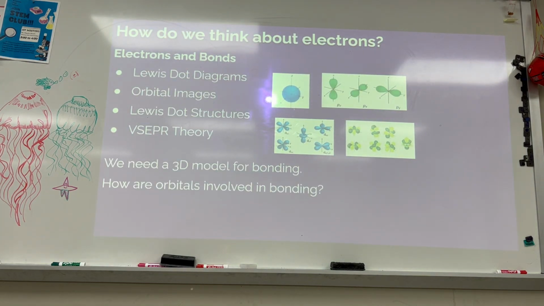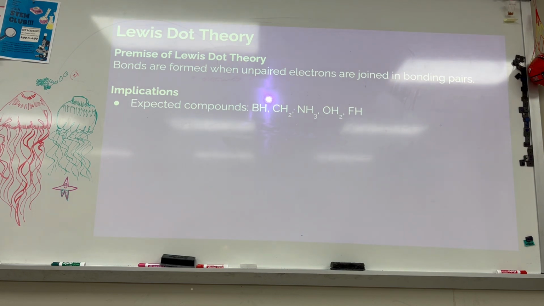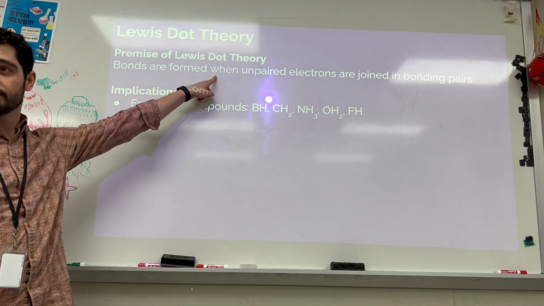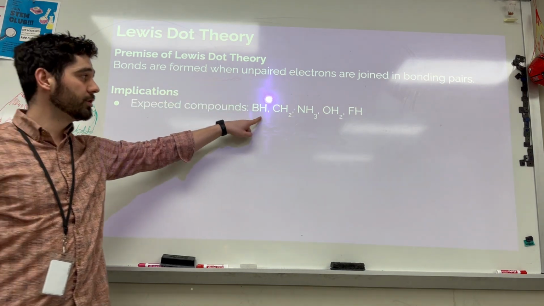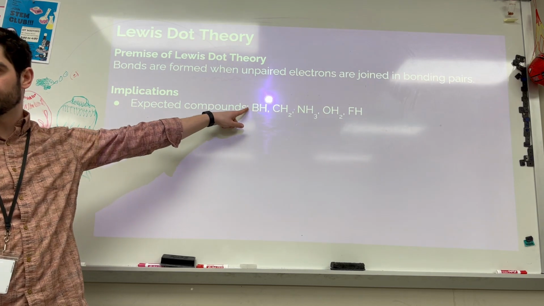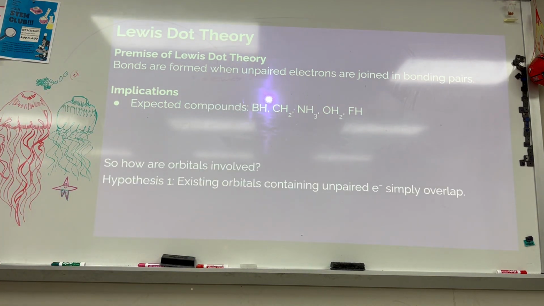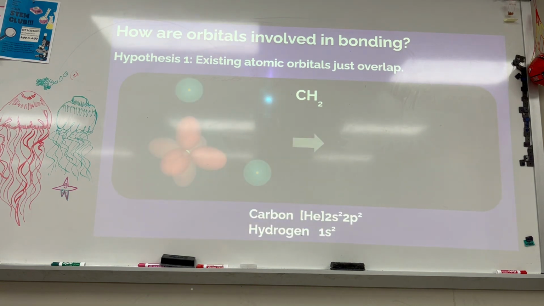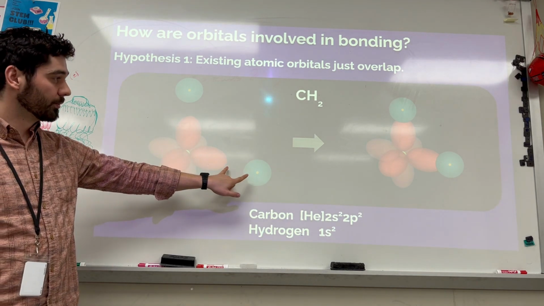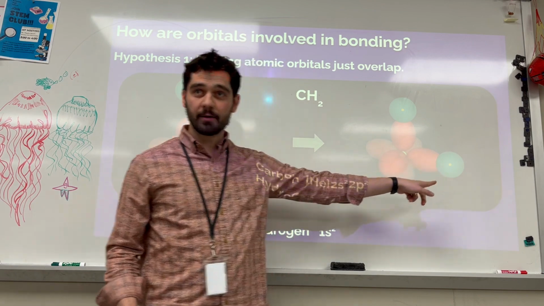Okay, so this is a little review. We have lots of different ways of thinking about orbitals and bonds, but we need to reconcile some problems that we talked about. Yesterday we talked about how if this is true, then we should have all of these stable compounds in existence. Two of them don't exist, so that's kind of weird. Then, to illustrate our hypothesis, we had this. We're hypothesizing that I just take the orbitals and they just overlap, and that's how I form a chemical bond.